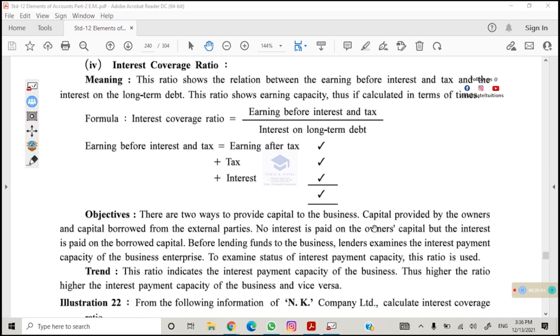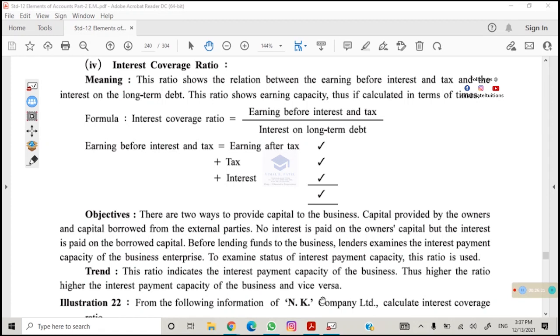So before lending fund to business, the lender who is going to give money surely will examine interest paying capacity. Whenever we go to the bank and ask for a loan, the bank will first of all see whether I will be able to pay interest, whether I will be able to pay EMI. If my income is 50,000, how can I afford to pay EMI of 60,000? So on the basis of my financial capacity, my financial result, my financial earning, my profit, the lender will lend money to me. Bank will give loan to me.